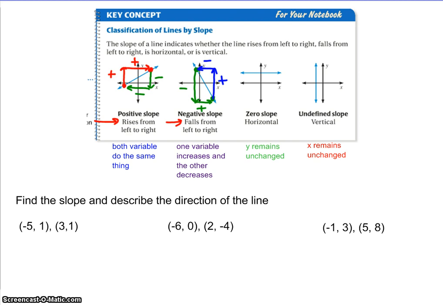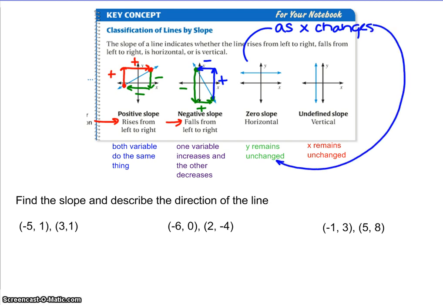Okay, the idea of a zero slope and an undefined slope. Zero slope is when we have a horizontal line. What's going on is as x changes, y remains unchanged. So when x is 4, if y is 7, and then I move to x is 5, y is still going to be 7. It's constant, doesn't change.